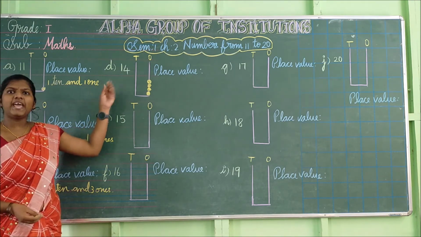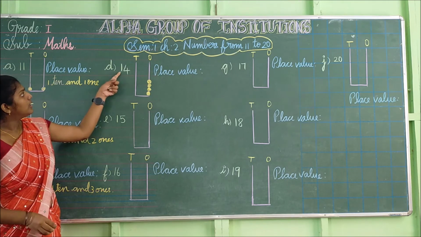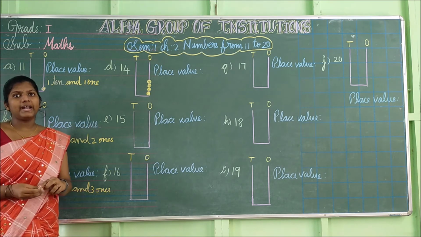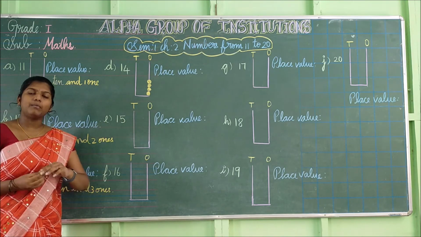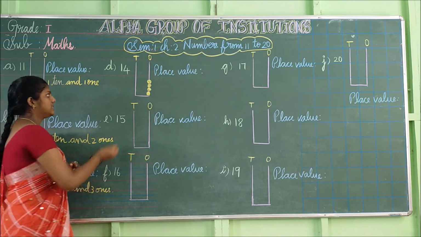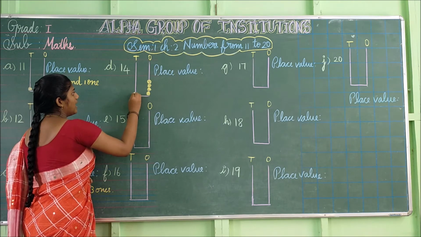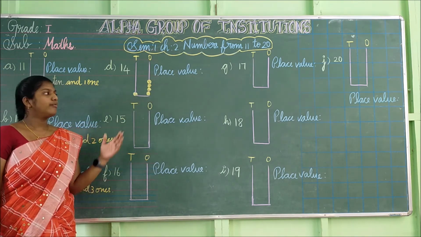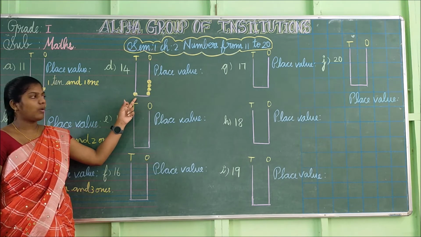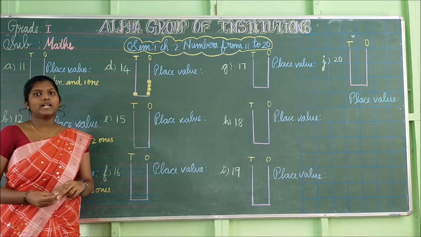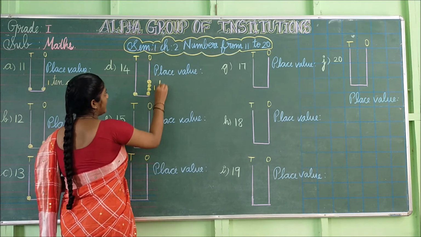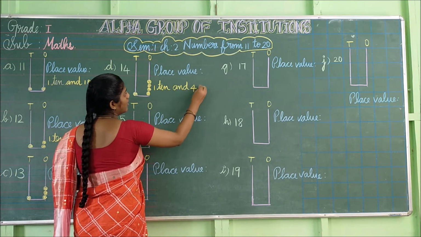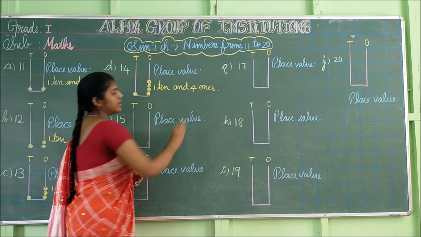Then look at the tens place. What do we have? See and tell. Yes, we have 1. So in the tens place, I am going to draw 1 bead. See here, I have drawn 1 bead. So the place value is 1 ten and 4 ones.